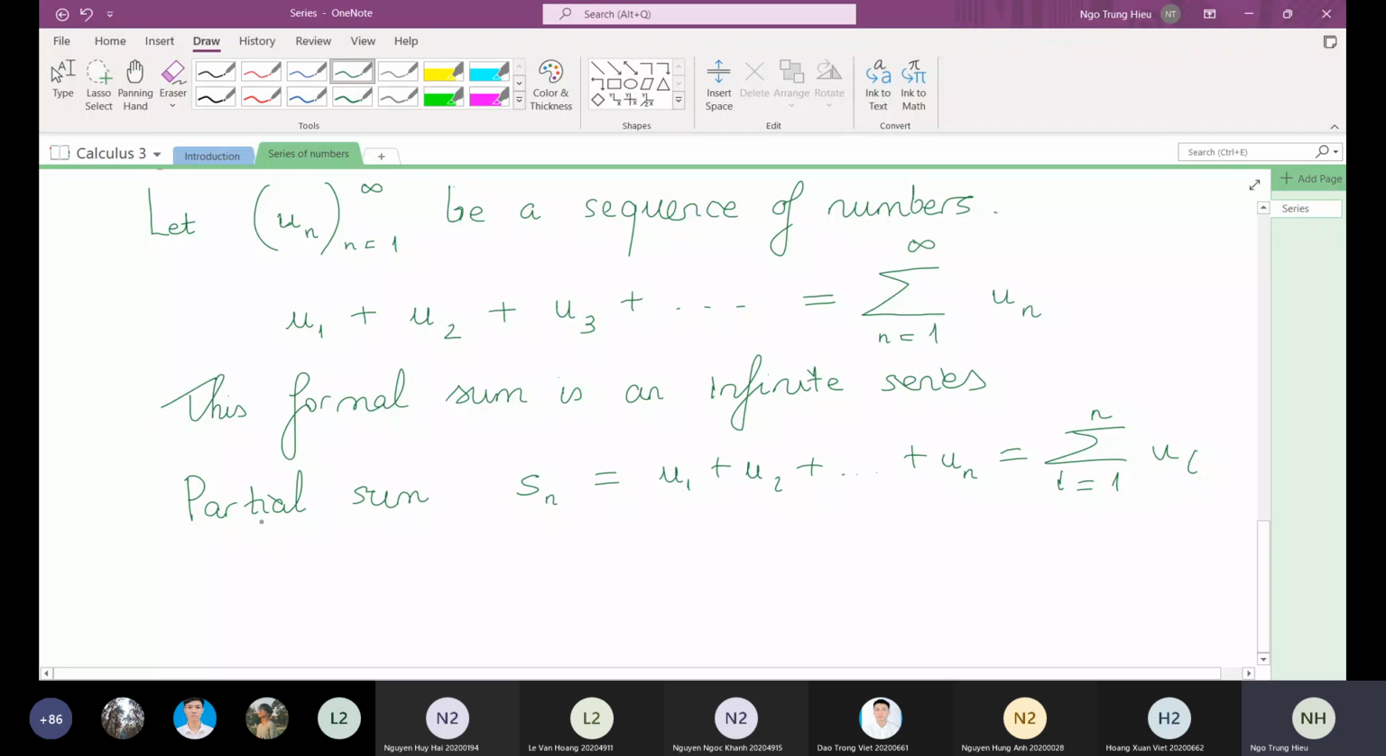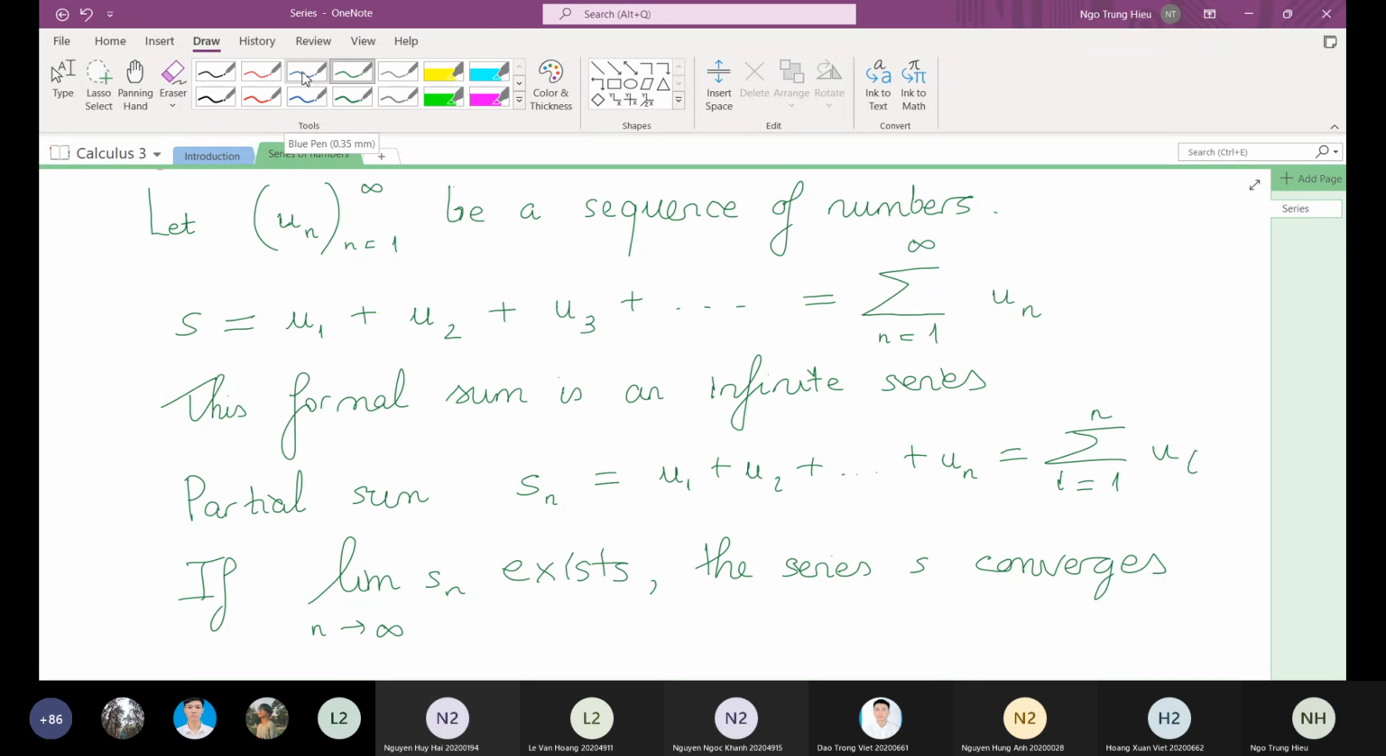And we check whether the limit of Sn when n goes to infinity exists and equals some value. If this limit exists, this infinite series we call S, where S stands for sum, then we say that the infinite series S converges. And if the limit doesn't exist, we say that the series S diverges.